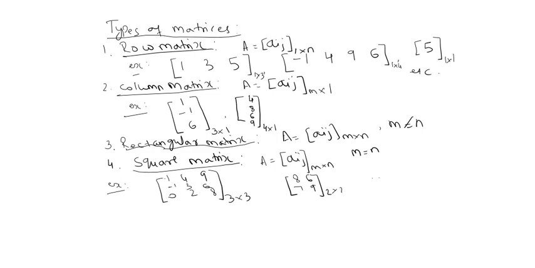Now next we will go to the next topic. Next type of matrix, say fifth one, diagonal matrix.